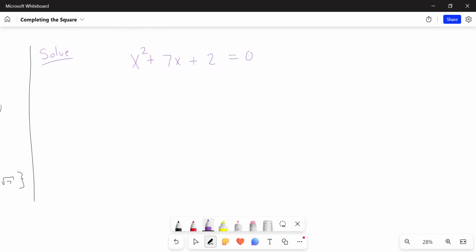So what you immediately want to do is get rid of the constant term because it's going to get in the way of making a perfect square. X squared plus 7x equals negative 2.